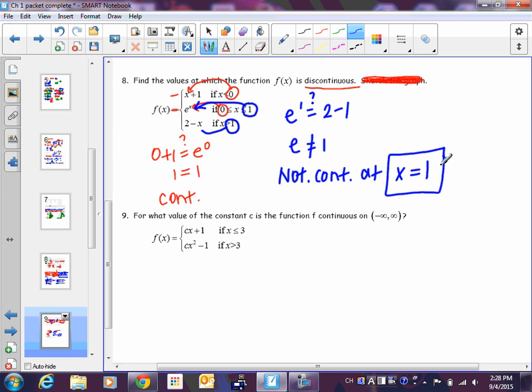If it came down to it and you just really weren't sure, you could do the proof. You could show all the steps here, okay? But this was just find the values of x, not show that it's continuous or not. Okay, I'm going to end there.